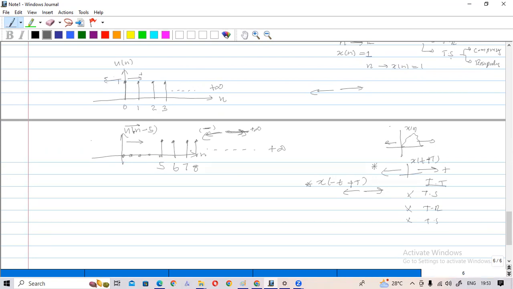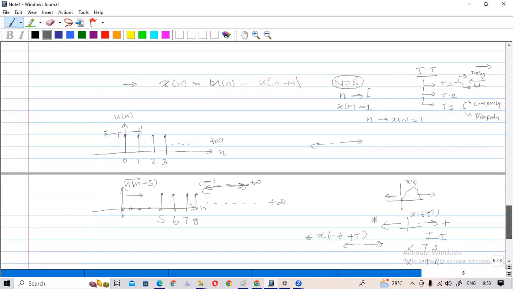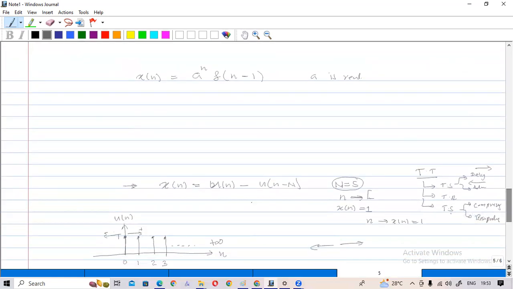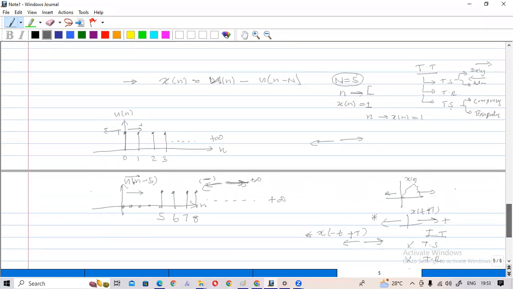What is your given signal? u[n] minus u[n minus N], where capital N is equal to 5. That means you are given u[n] minus u[n minus 5]. This is u[n] and this is u[n minus 5]. So you have to subtract this signal from this signal.